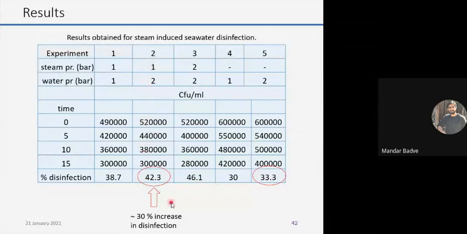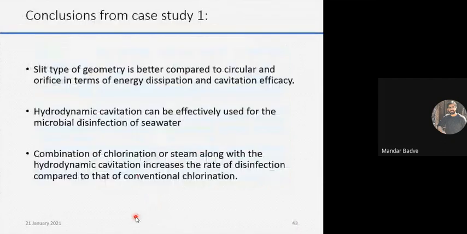But we observed that almost 30% increase in disinfection efficiency was observed by combination with steam, right? So it was observed repetitively through a number of studies that if you use cavitation with some other technique or with a conventional technique, the efficiency goes up significantly, right? So these are some conclusions that the rectangular geometry is better compared to circular and orifice.